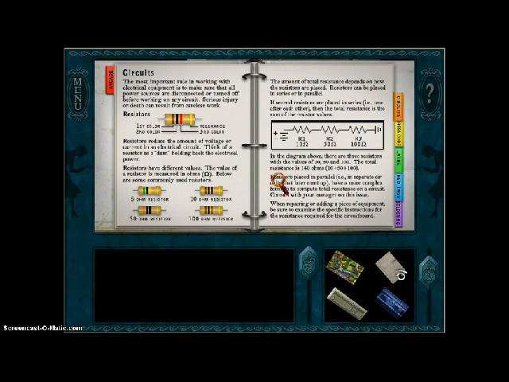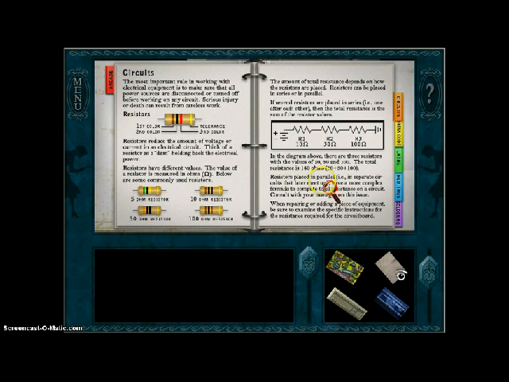The amount of total resistance depends on how the resistors are placed. Resistors can be placed in a series or in parallel. If several resistors are placed in a series, i.e. one after another, then the total resistance is the sum of the resistor values. In the diagram above, there are 3 resistors with values of 10, 30, and 100. The total resistance is 140 ohms. When repairing or adding a piece of equipment, be sure to examine specific instructions for the resistance required for the circuit board.